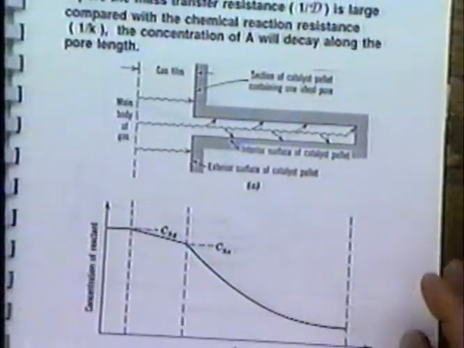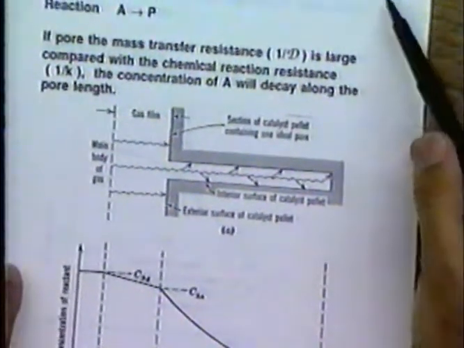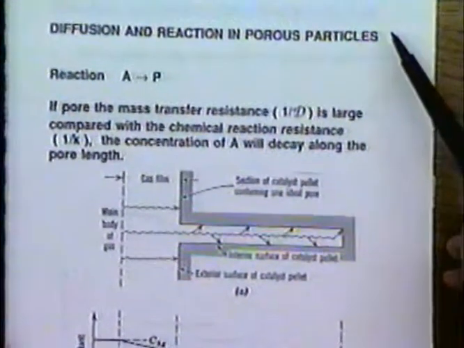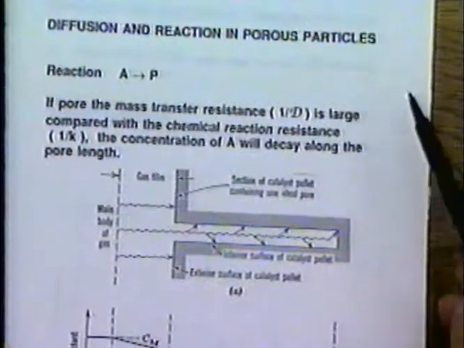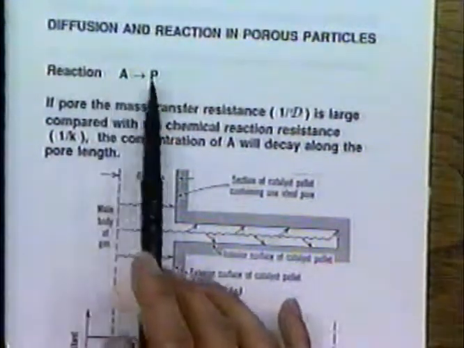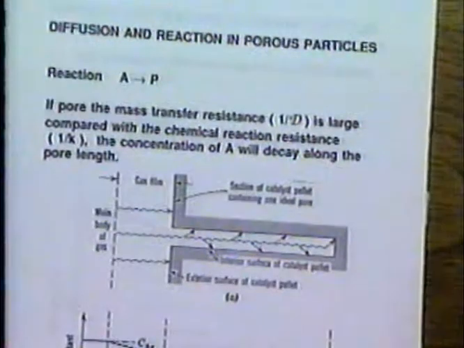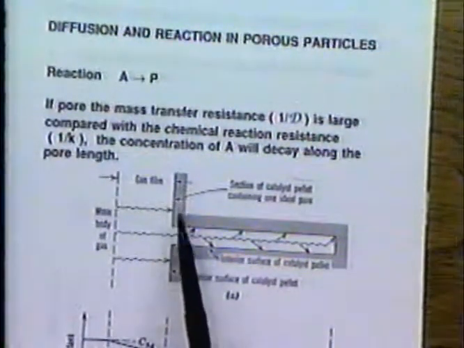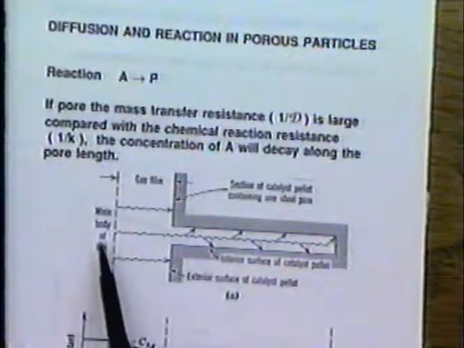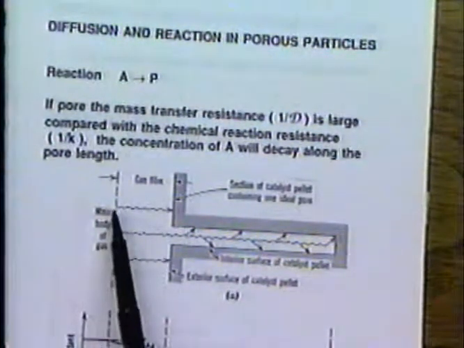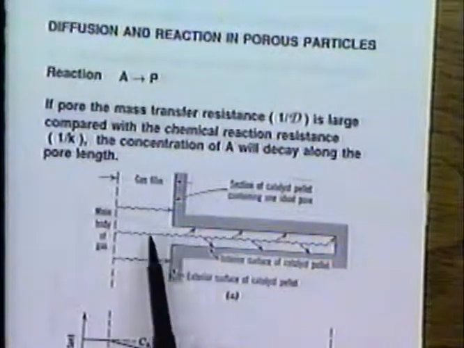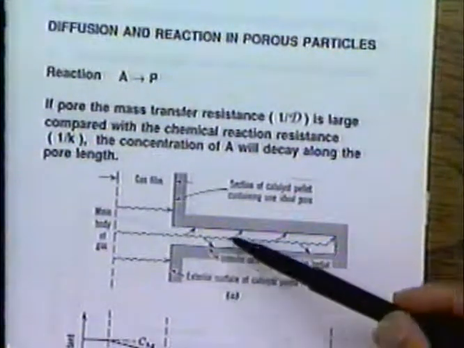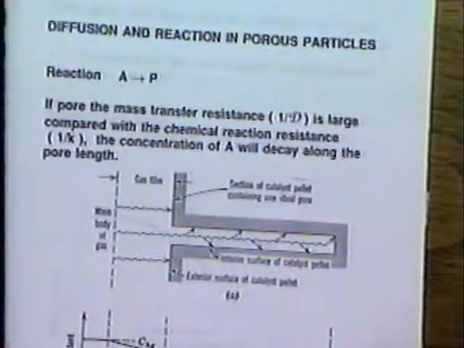Now let's take a look at diffusion and reaction in porous particles, when we have a particle with pores in it. Let's go back to the reaction A goes to P, and here what we have is the surface of the catalyst, the main body of the gas, and the reactant that has to go from the main body of the gas to the surface of the catalyst, then go into the pore, and it will diffuse and react in the pore of the catalyst.